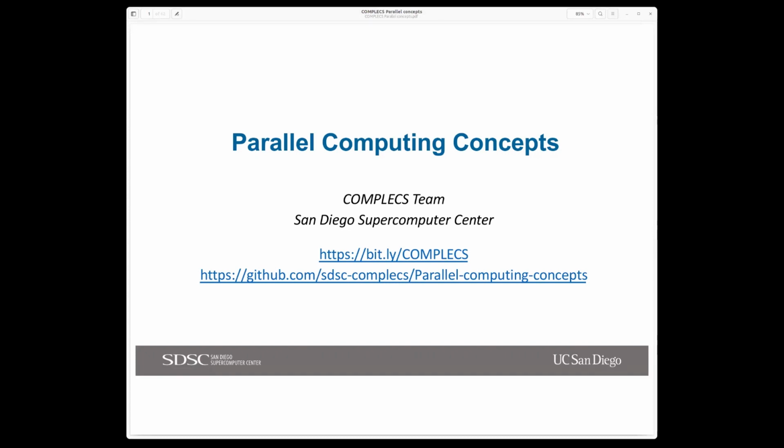This is one of the topics we've actually already covered once this year. This talk is on parallel computing concepts. Earlier in the year, I think in January, Bob Sinkovitz, who is the PI of the complex project here, put together this material and presented then. So this is my take on his slides.